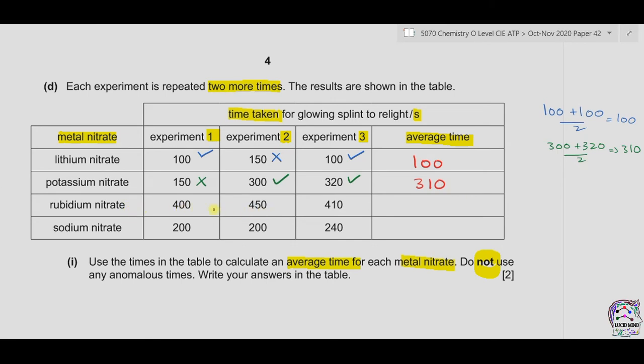For rubidium nitrate, the values are 400, 450 and 410, as these two are closer and this one is anomalous. So the average will be 400 plus 410 divided by 2, which equals 405. So we can write 405 seconds. For sodium nitrate, we have 200 seconds in experiment 1, 200 in experiment 2. So these two are the same, while in experiment 3, it is 240, which is anomalous. So 200 plus 200 divided by 2 will be equal to 200 seconds. So we can write 200 for the last experiment.